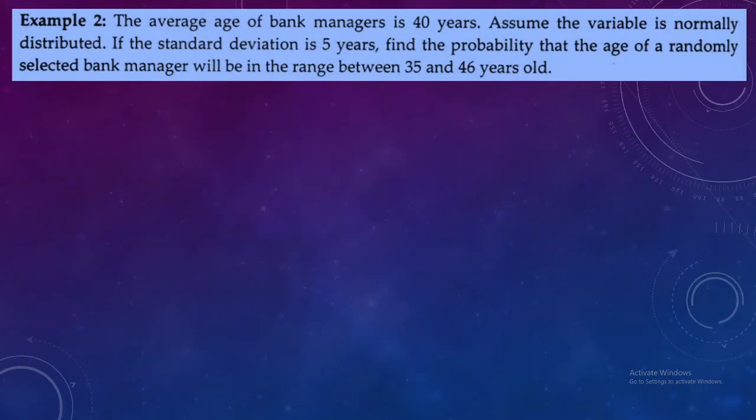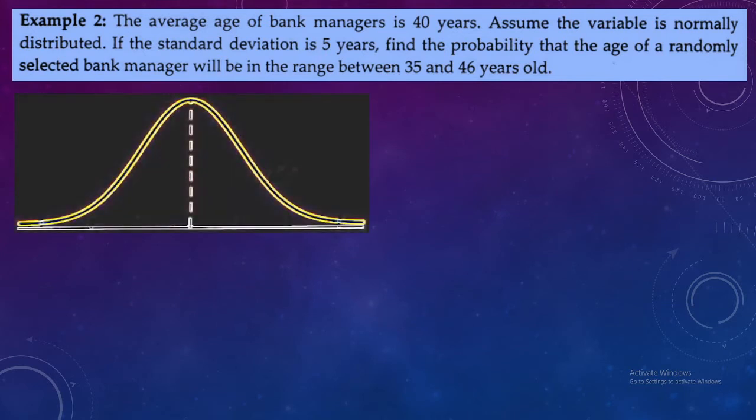Problem number 2. If the average age of bank managers is 40 years, assume the variable is normally distributed. So again, if I'm going to be having the normal curve, 40 years, that's the average, the mean, and it is found at the center. So as you can see, I am now writing what is given.